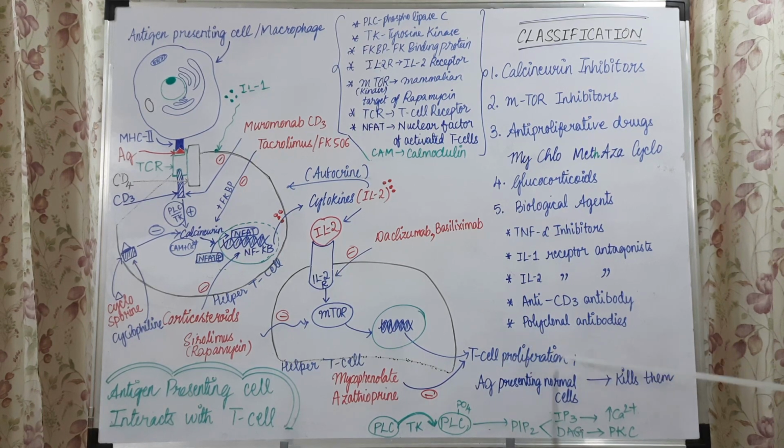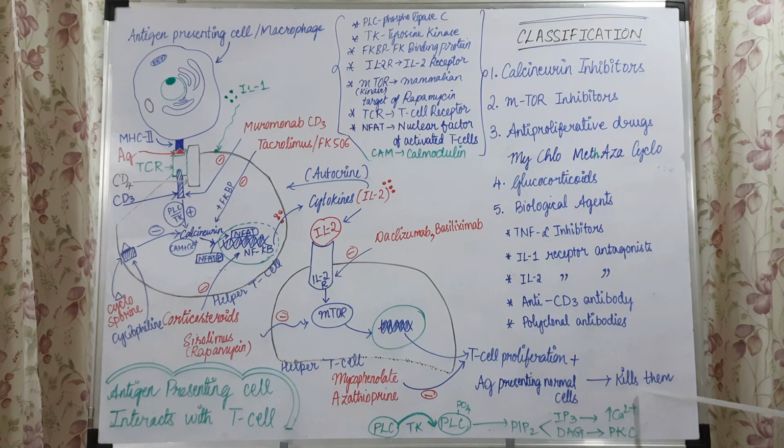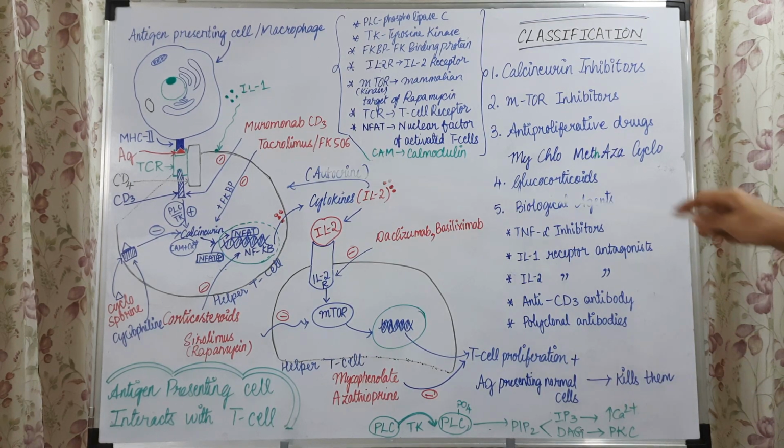These are nothing but the T killer cells. So T killer cells go and act on the antigen presenting cells, and then these antigen presenting cells are lysed or killed, leading to the death of the antigen or the destruction of the antigen. So this is the process that has been occurring.